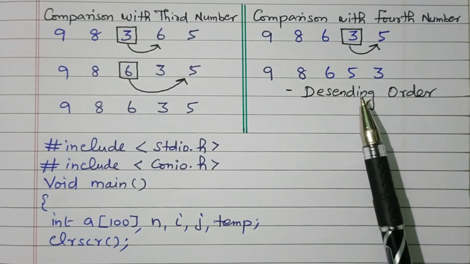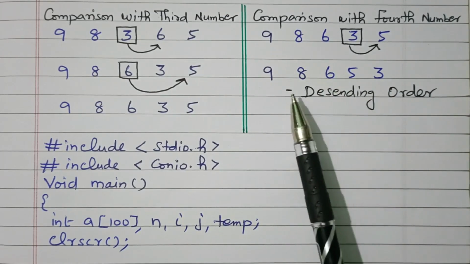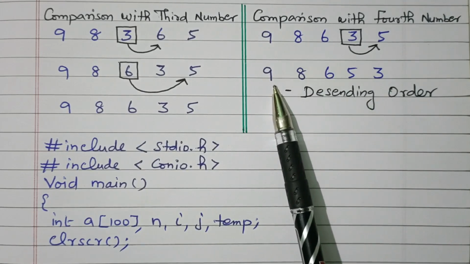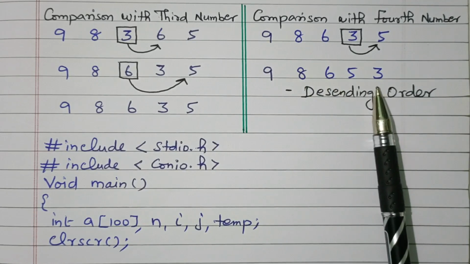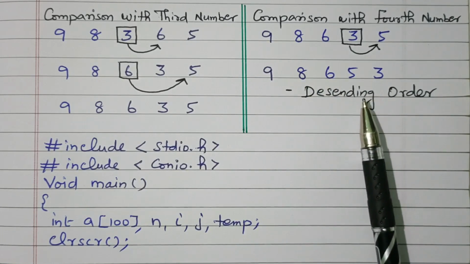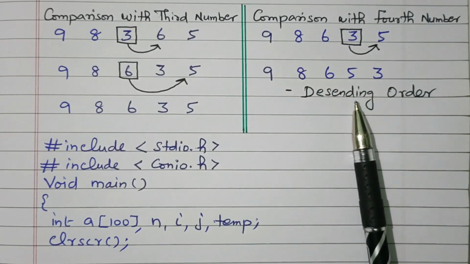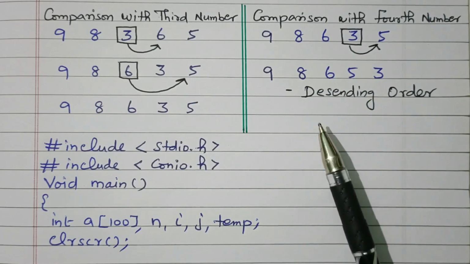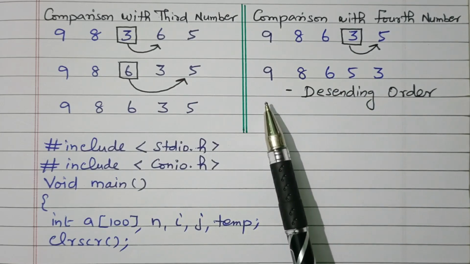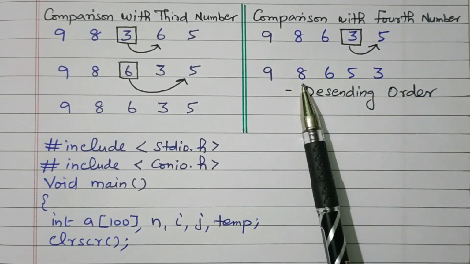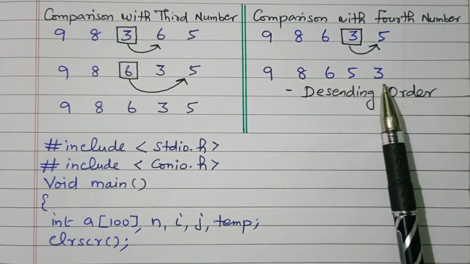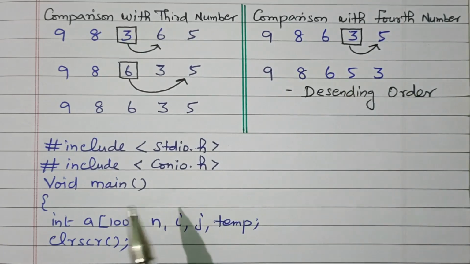Right. So after comparing all this process, the numbers are arranged in descending order, maximum to minimum. So we need to use this process logic inside the program. These numbers are stored in an array. For example, if you take A as the array name, it is stored in A of 0, A of 1, A of 2, A of 3, A of 4. Now we'll see the program.